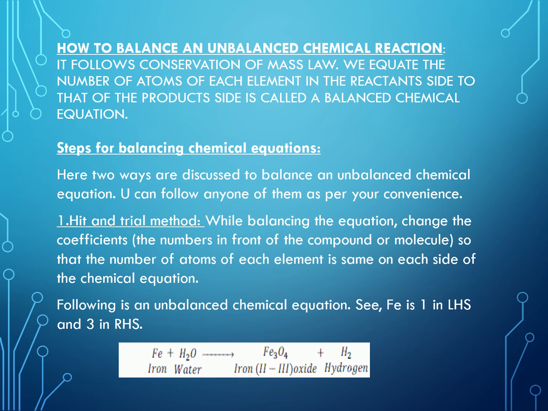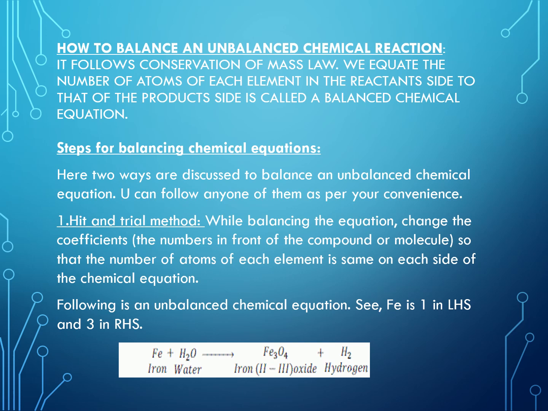Next important thing that comes is how to balance a chemical reaction. Balancing of a chemical reaction follows the conservation of mass law. We equate the number of atoms of each element in the reactant side to the number of atoms on the product side. This is called balancing of a chemical equation.